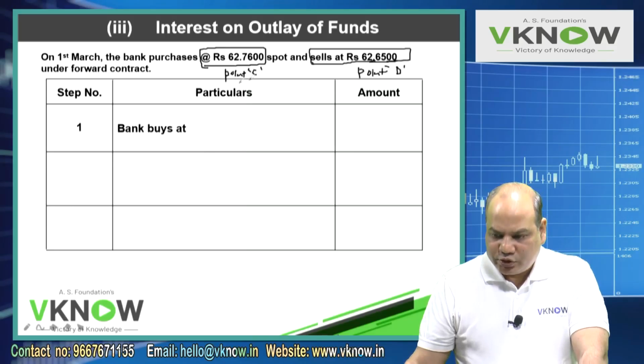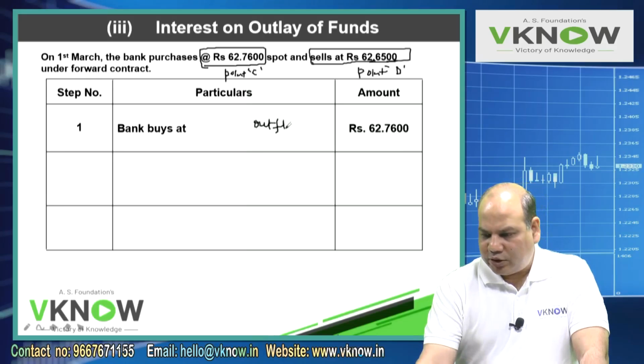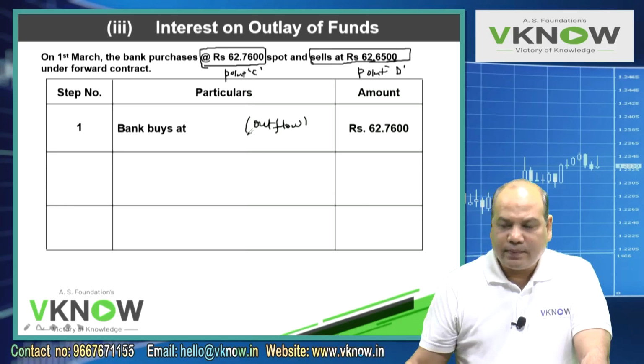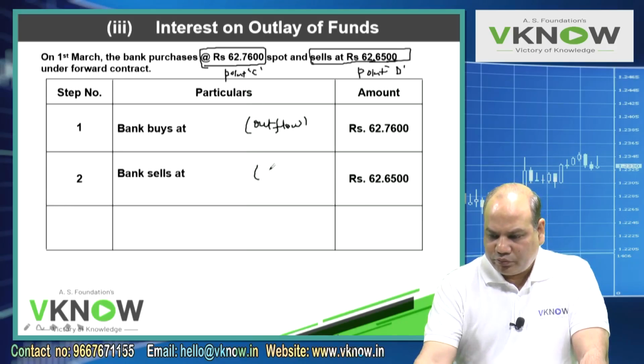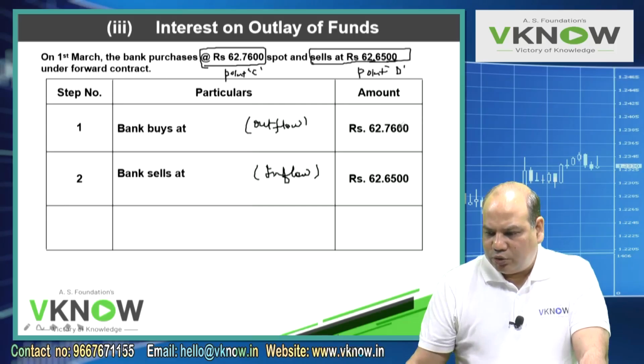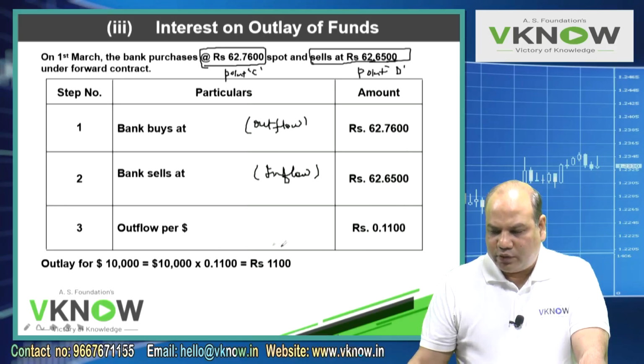Now please write down step number, particulars, amount. First point, same thing, bank buys dollar from the market at 62.7600. This is outflow. In the summary, this appears as point number C. And then bank sells at 62.6500. Sales means inflow. So outflow is more than inflow. Outflow per dollar is 0.1100.